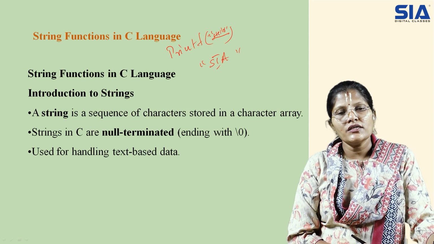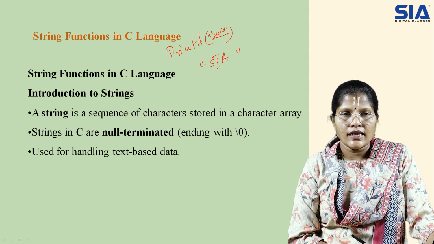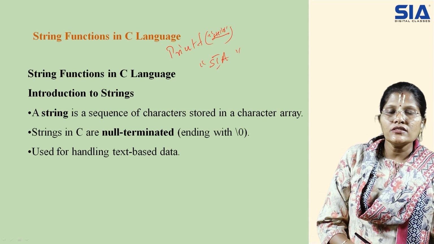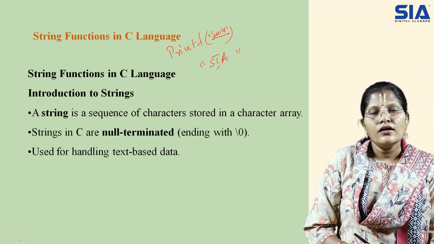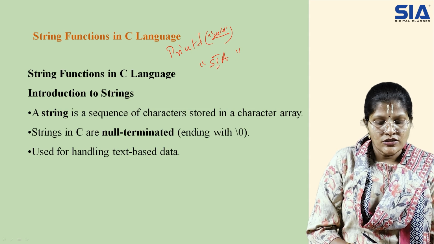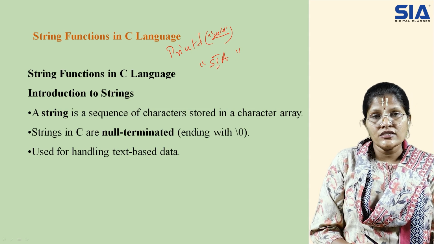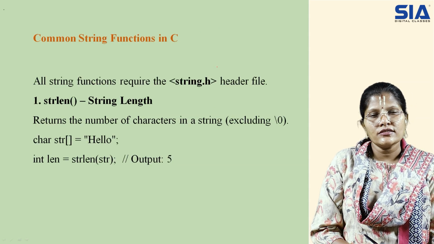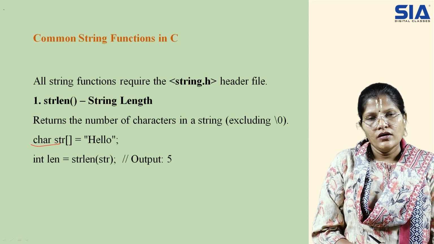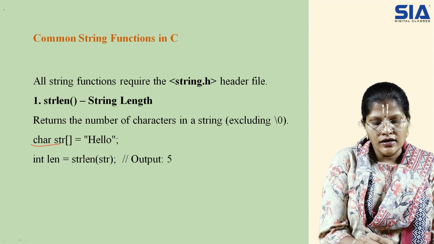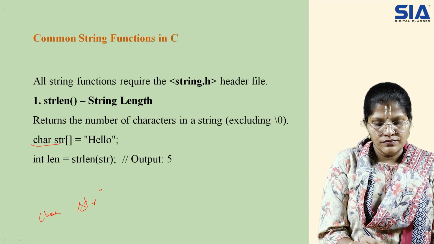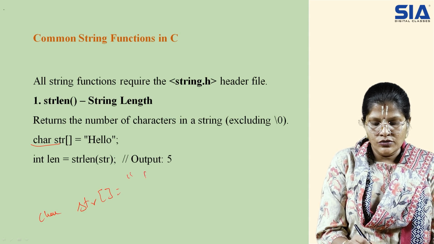A string is nothing but a sequence of characters stored in a character array. Now how do we save it? Strings in C are always terminated with \0. Strings handle text based data. So how do we define it? We define it by the data type called char: char str equals hello.